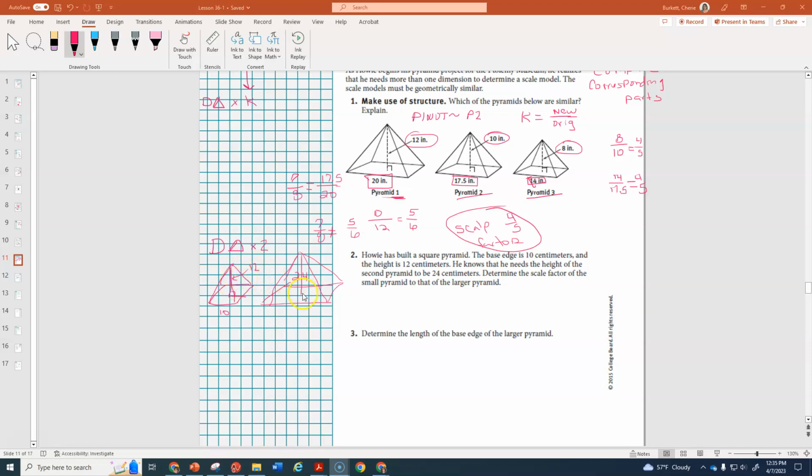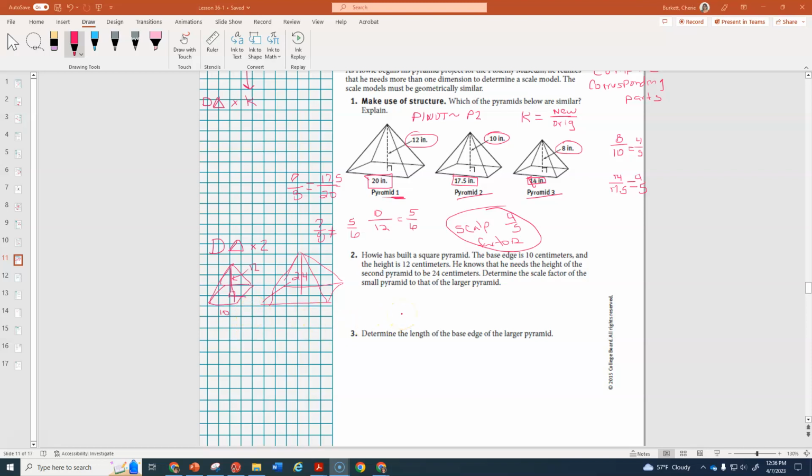The ones that we know for both pyramids, we know the height is 12 and we know this height is 24. That should be pretty easy to see: what do we have to do to the 12 to make it become a 24? We have to multiply it by 2. So the dimension change for the height was times 2. That means all dimension changes are going to be times 2.